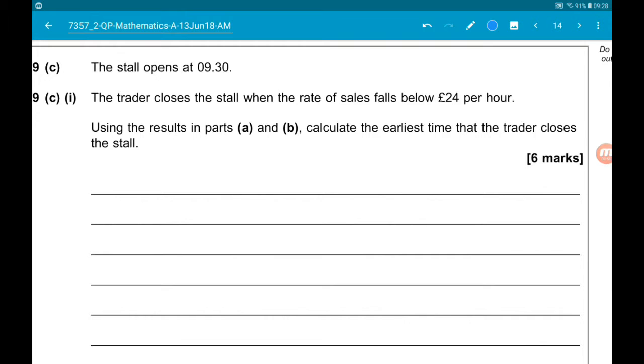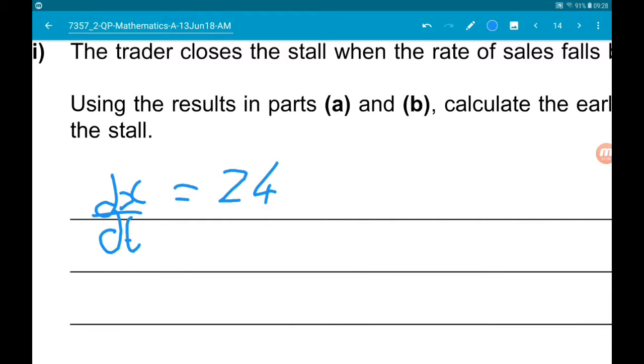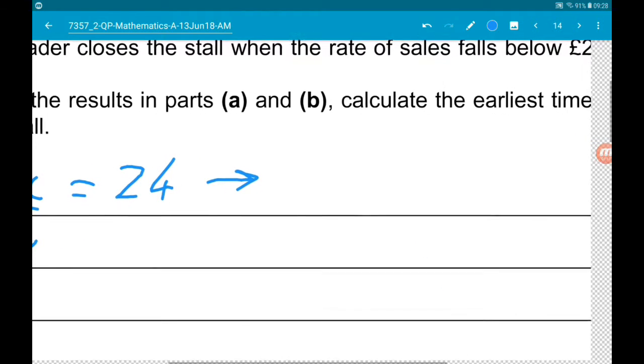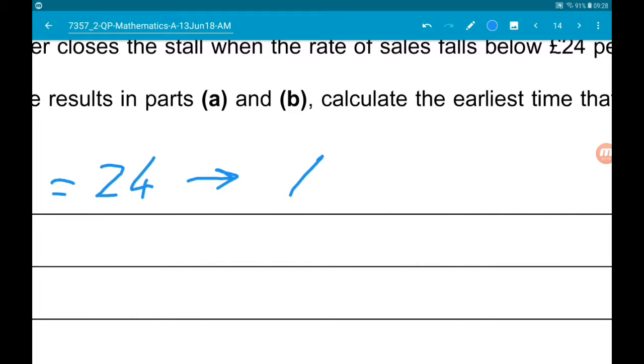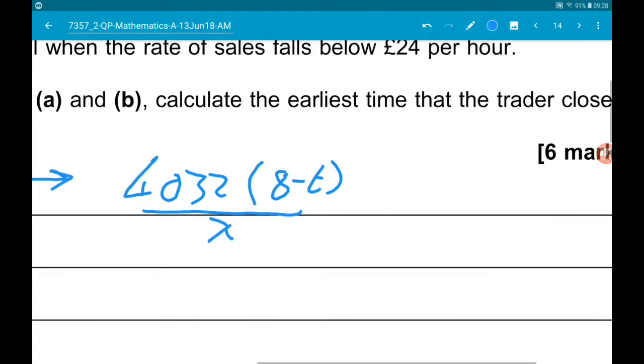So what we're going to say then is that we want dx by dt to be equal to 24. So, in terms of x and t, 4032 times (8 minus t) over x is equal to 24.